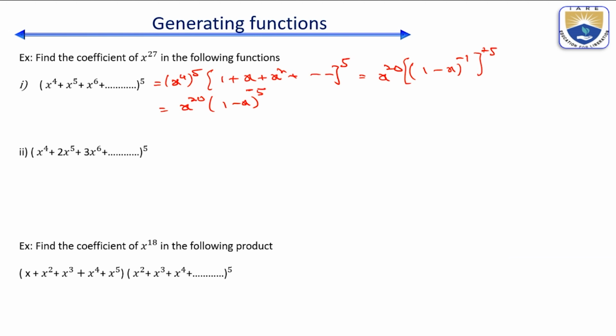We are going to discuss (1 - x)^(-n). If we consider the expansion for this, it is the summation from r = 0 to infinity of (n + r - 1)Cr x^r.